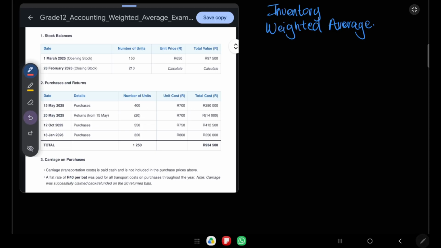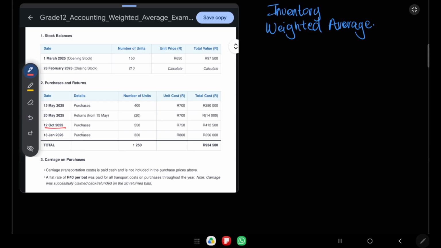Now on the 20th of May, we had returns from the 15th of May, things that were sold there. Let's check how many returns we had. 20. The reason it's in a bracket is that they want to show you that you're supposed to subtract your returns. So we have 20 returns. The unit cost is 700. Let's try 20 times 700. You should get 14,000 rand. So that is accurate.